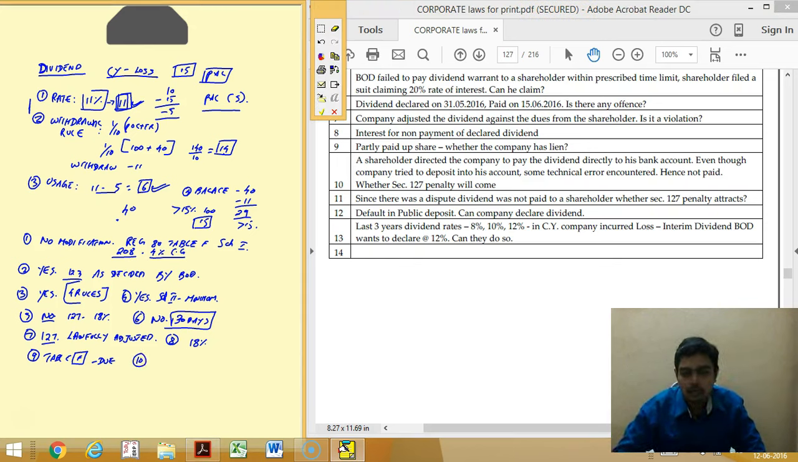Question number 10, the shareholder directed the company to pay the dividend directly to his bank account. Even though the company tried to deposit to his account, some technical error was encountered, hence it's not paid. Whether the Section 127 penalty will come? See, the shareholder has directed a certain mode of payment. For example, the mode has been followed, but the only thing is the shareholder could not be paid because there is a technical error.